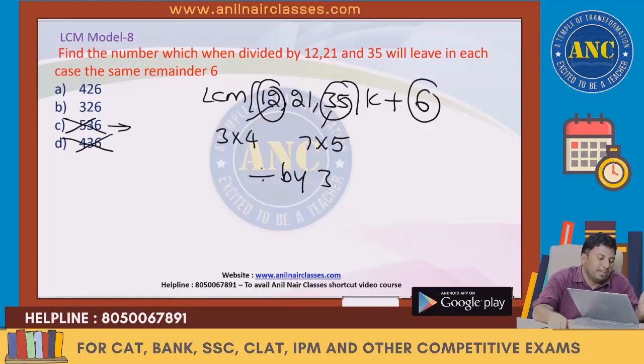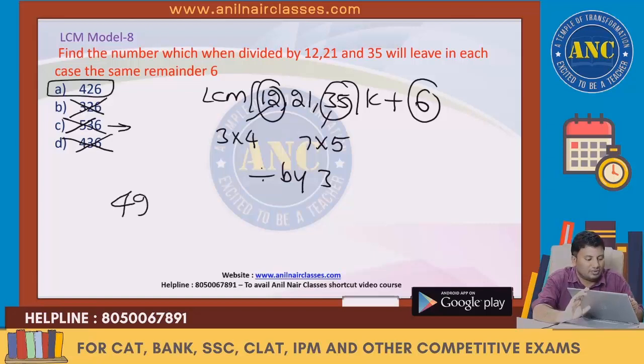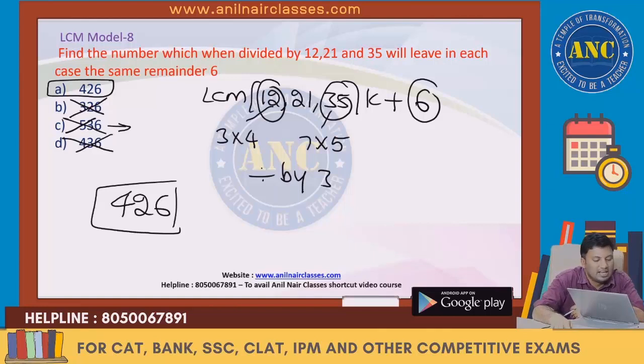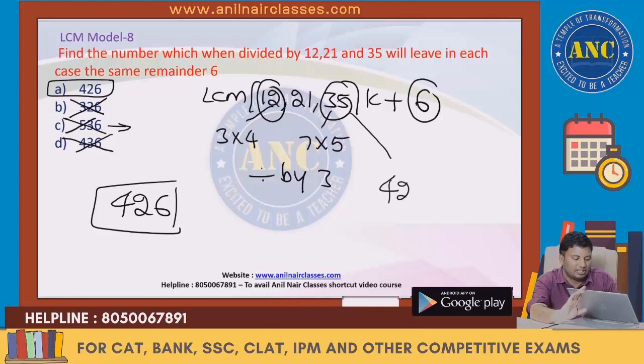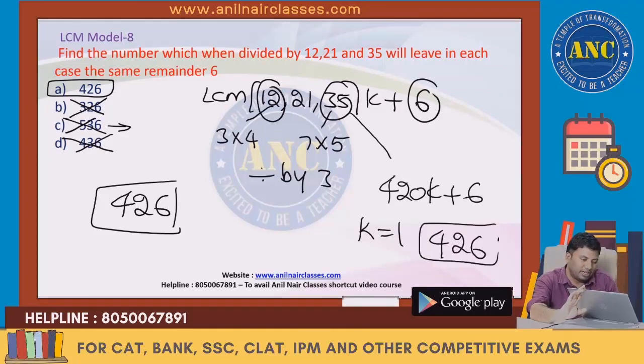536, 14 not divisible by 3. 326 not divisible by 3. The answer is 426. Idea clear? First I will check with the 7. If it is giving me more options, I will go to some other number. In fact, the LCM for these numbers is 420k plus 6. K value 1, the answer is 426.